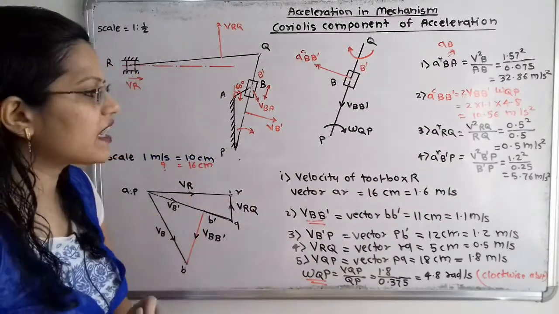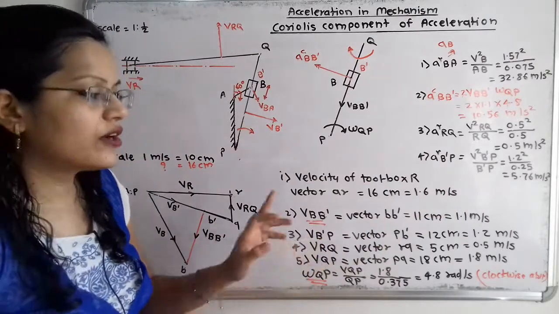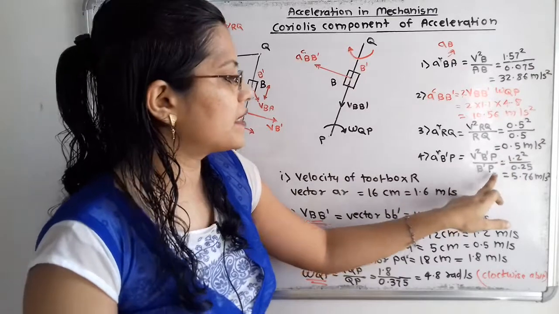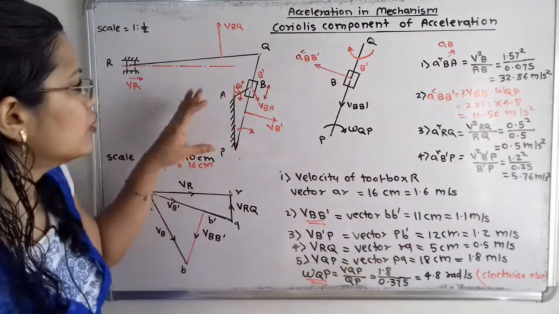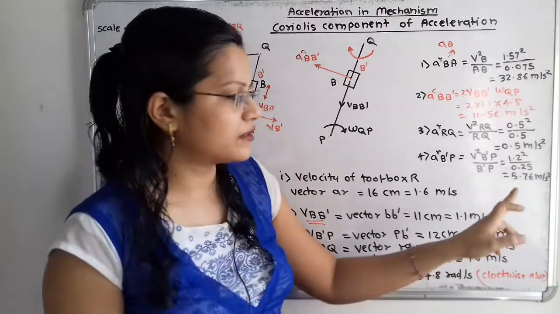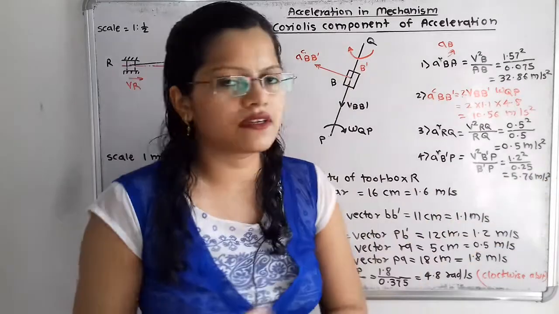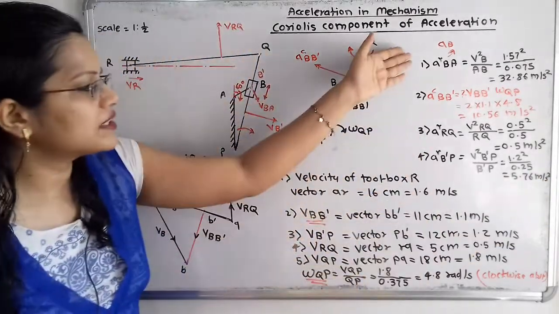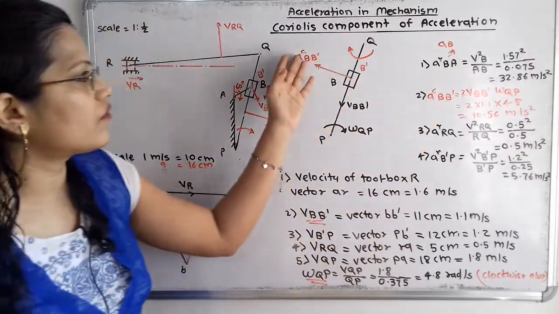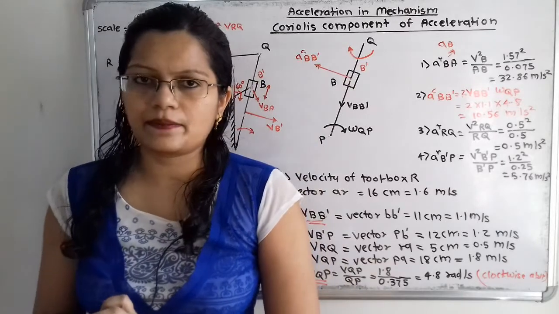Now next, the radial component of B dash P. This radial component of B dash P is the linear velocity square of this B dash P, that is 1.2 square divided by B dash P, that is the length B dash P. We have already measured it with the help of a scale and it is 250 millimeter, so 0.25 meter, which is equal to 5.76 meter per second square. From these values of the radial component of acceleration and Coriolis component of acceleration, we are going to draw the acceleration diagram.